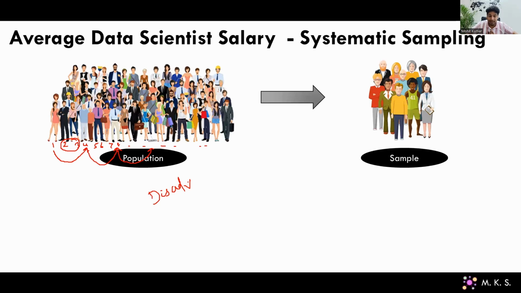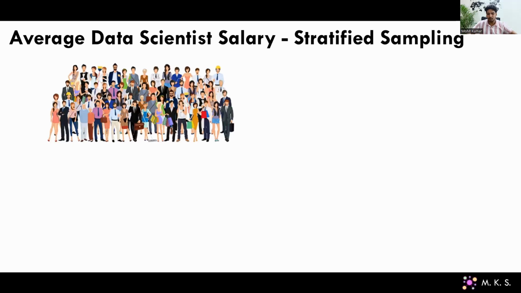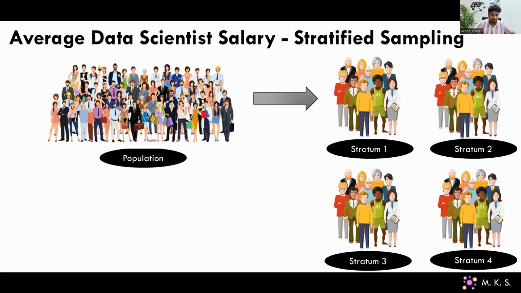Now we'll move to the next one, which is very interesting and which tries to solve this particular problem, guys. When we have multiple groups in our population, then we need to understand the population characteristics. And then across different groups, we need to collect sample units. How do we do that? Now, for this particular case, just imagine we want to calculate the average data scientist salary, guys.